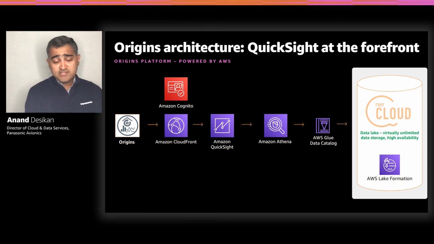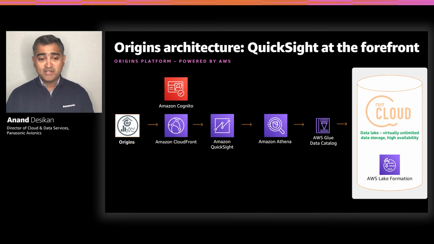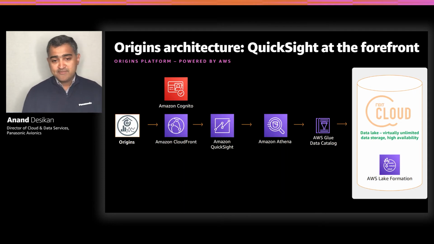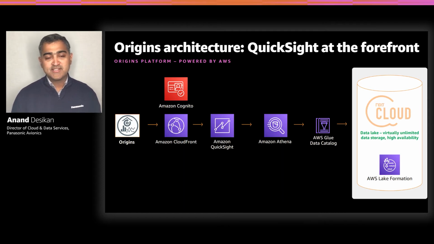So Origins, from an application point of view, is a framework that we have built, along with Amazon CloudFront as the front layer. Then we go into QuickSight specific dashboards that are integrated with our Amazon Cognito identity provider. All the QuickSight specific dashboards are powered by Amazon Athena, going into our Glue data catalog. So this is, at a very high level, how our architecture is laid out.